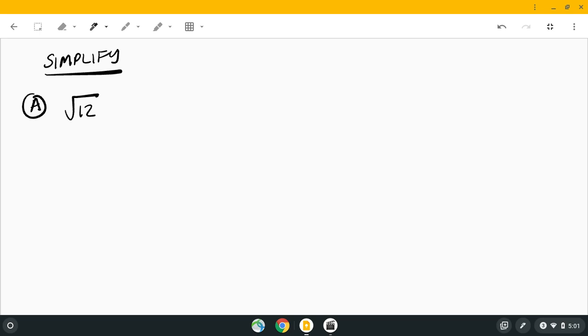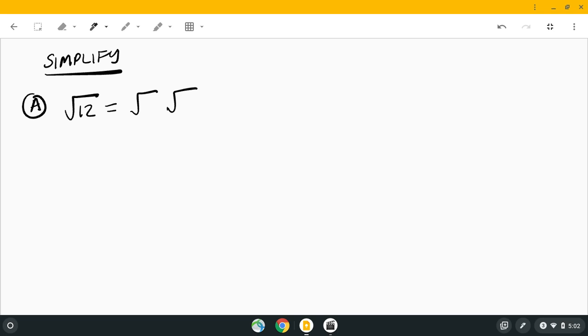Okay, so we're going to go ahead and use the product rule, and we're going to split the 12. Okay, so our choices are 2 times 6, 3 times 4. Okay? That's how you can split up 12, right? Which choice do you go with? You go with the choice that has a perfect square since you're dealing with a square root. Okay? So what you want to do is you want to split this 12 up using two numbers where at least one of them is a perfect square.